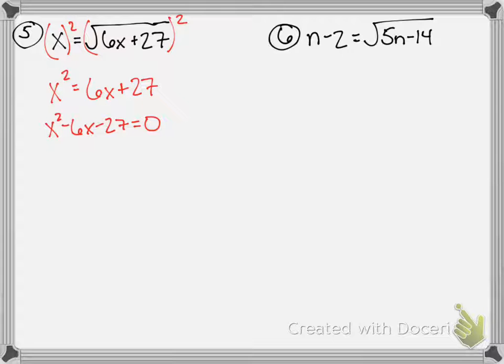So here we have a simple trinomial. We need to figure out what multiplies to negative 27 and adds to negative 6. The two values that will do that are negative 9 and positive 3. Just like always, we take each factor, set it equal to 0. It gives me two possible solutions, 9 and negative 3.